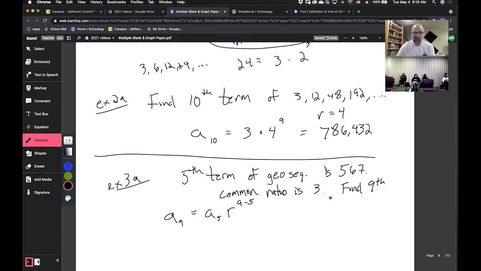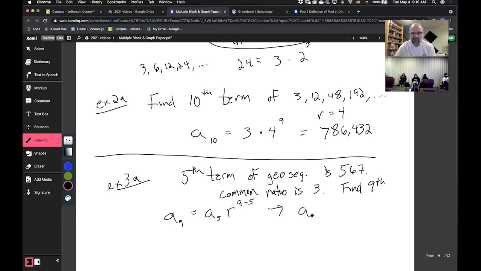So basically, if you're given the 5th term and you want to find the 9th term, then instead of plugging into A1, we're going to go A5, and we're only going to multiply by the common value until we get to the 9th term. So that's 4 more times. So you're going to subtract those values. So let's plug it in.